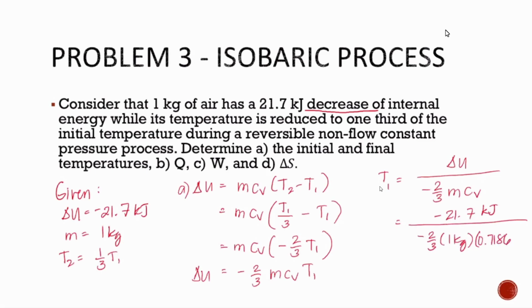0.7186. That's CV; it's different when CP is being asked. Kilojoules per kilogram Kelvin. Okay? Cancel kilogram, cancel kilojoule. Since Kelvin is in the denominator of the denominator, it goes up and becomes the numerator. So the value we get here is in Kelvin. Okay, what is the value? It will become positive, negative divided by negative. What would be the value of our initial temperature?